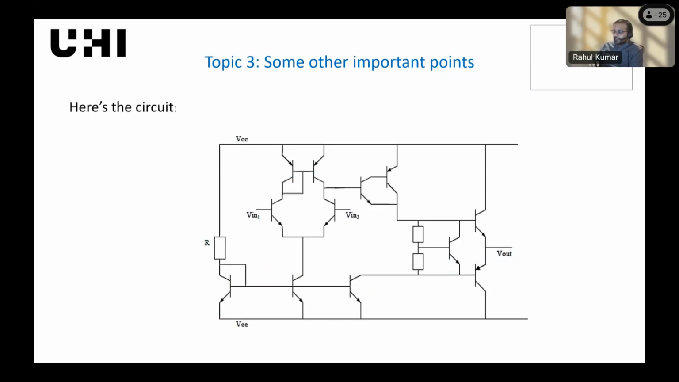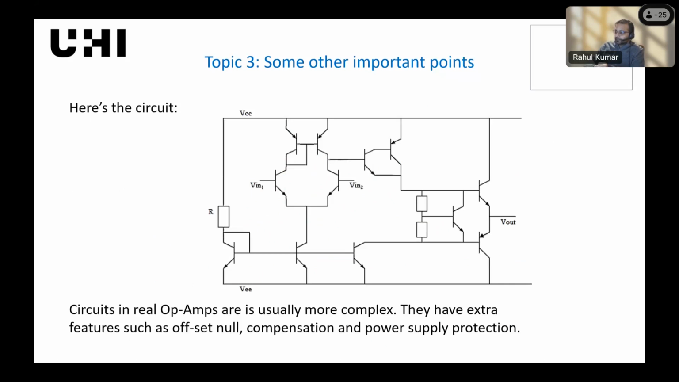Now, if you look at the circuit, this is the circuit of an op-amp, and you should be able to identify some of the parts. This is your super beta transistor, and you have the current mirror, and this is your differential amplifier, right? So you can recognize some of the parts. The circuit of a real op-amp is more complex, but this will not be asked in the exams.